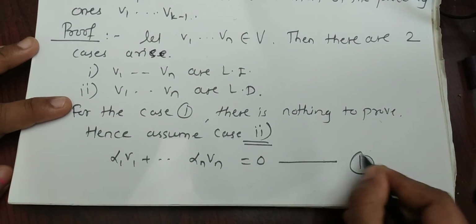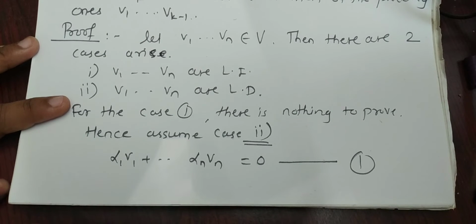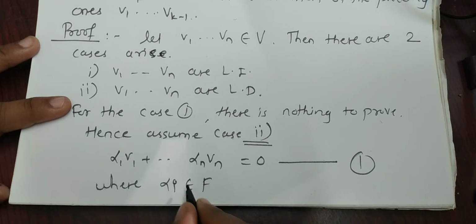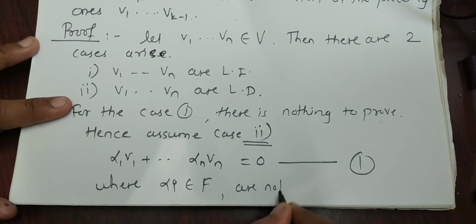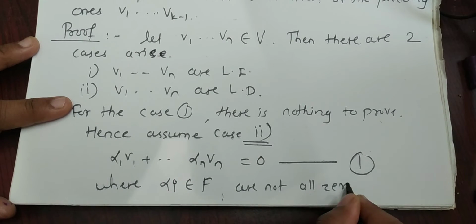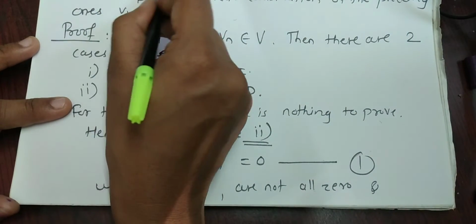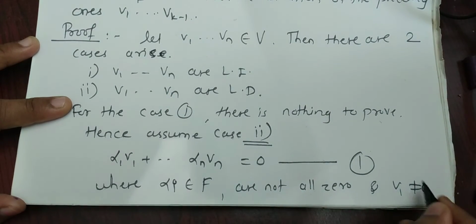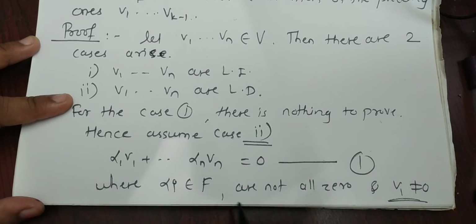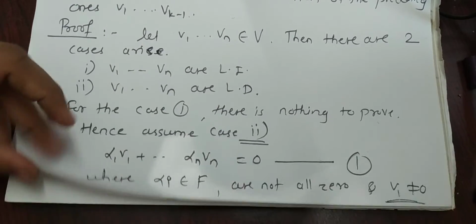Call this equation 1, where all scalars belong to field F and are not all 0. In the statement of the theorem they have given v1 is not equal to 0. We have to assume this case: v1 is not equal to 0 and not all alpha are 0.